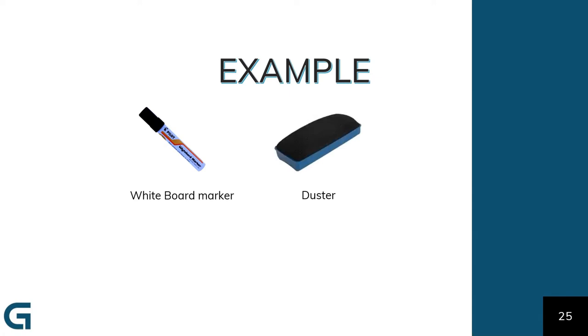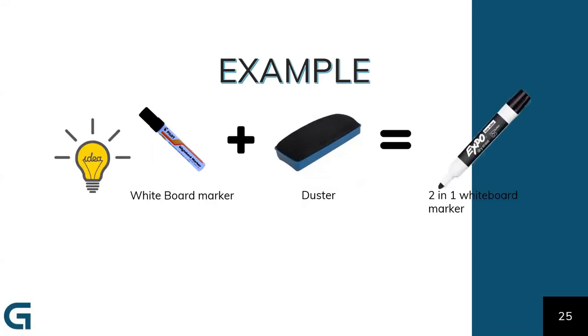Let's take an example. Let's say I have a whiteboard marker and a duster. These are two separate products, and I come up with the idea of combining them into a 2-in-1 whiteboard marker, where it is a marker as well as a duster at the back. Let's say the whiteboard marker costs $1 and the duster also costs $1. So if you purchase them separately, it is a $2 product. If your new product costs less than $2, then your product will run. If it is more than $2, nobody is going to buy it.